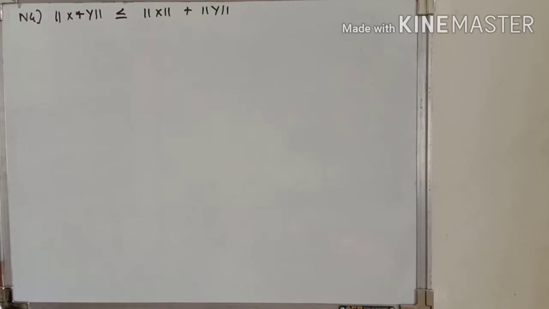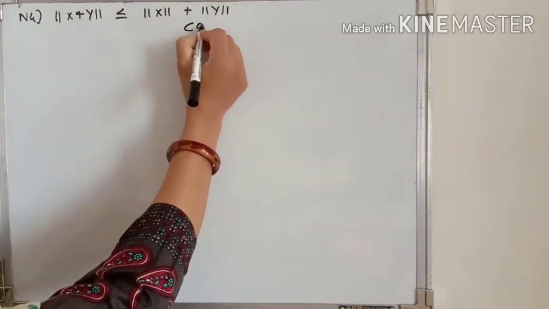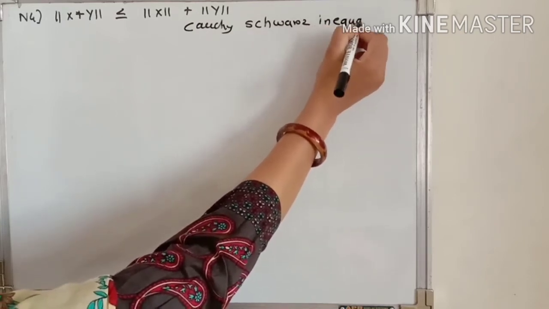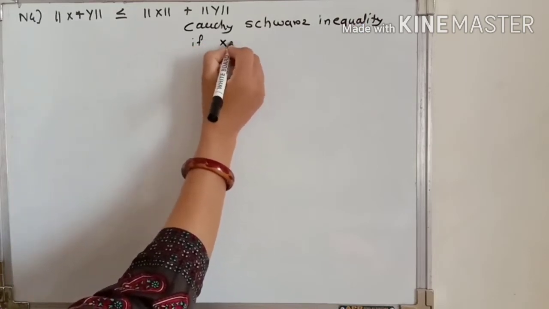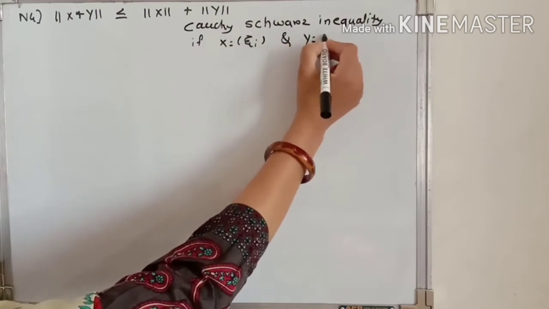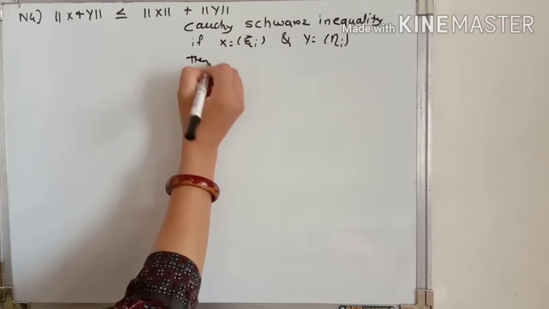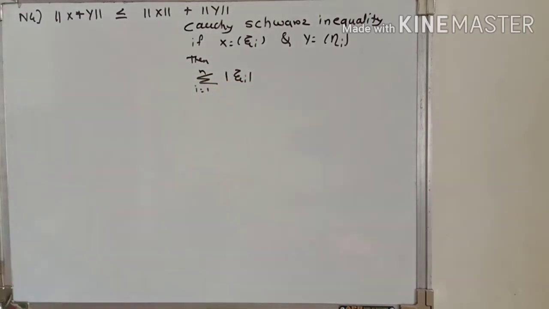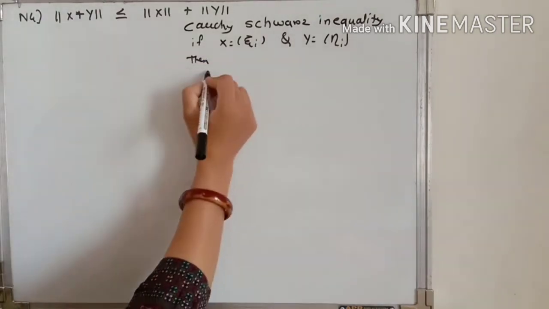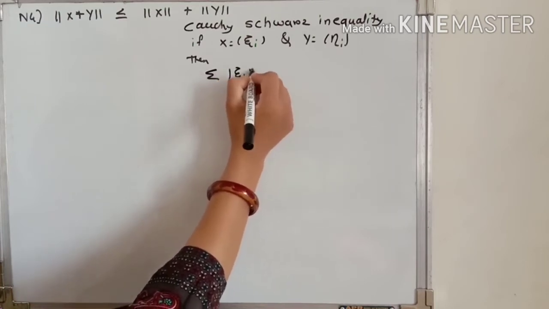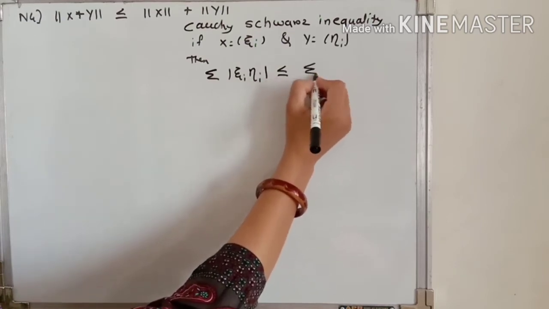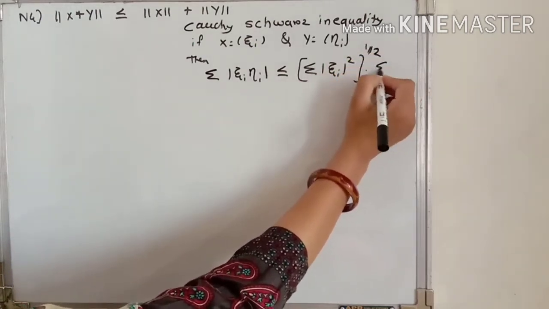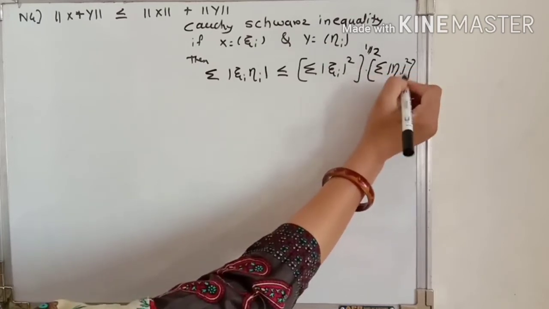To prove this fourth property, here we require Cauchy's inequality. Cauchy's inequality is that if x equals the sequence ξᵢ and y equals the sequence ηᵢ, then the summation i running from 1 to n of mod of ξᵢηᵢ is less than or equal to the summation of mod of ξᵢ squared, whole to the power 1/2, into the summation of mod of ηᵢ squared, whole to the power 1/2.